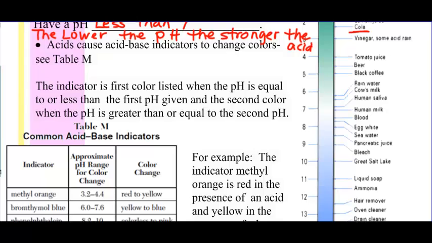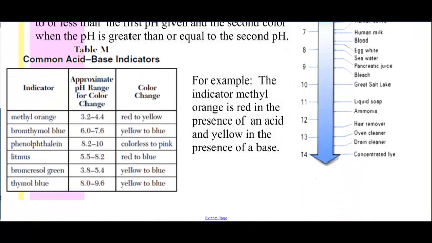Acids also cause acid-base indicators to change colors. Table M gives us the table of indicators. And if you notice on Table M, what I want you to do is draw a line through the word "to." The first color that's listed for the indicator is the color that the indicator is in an acid. So for example, in general, methyl orange will be red in an acidic solution. But in a basic solution, the second color is the color that it is in a base. Methyl orange will be yellow in a base.